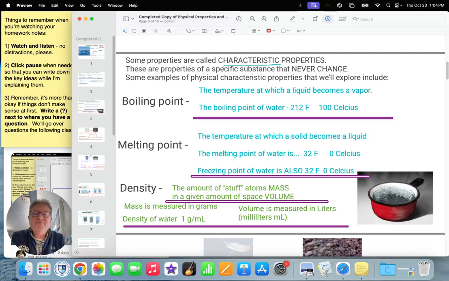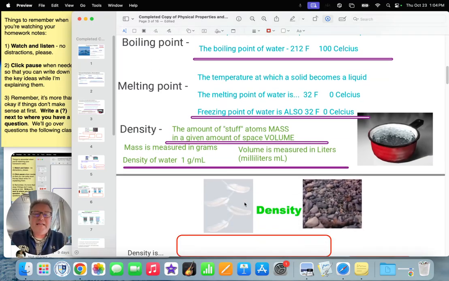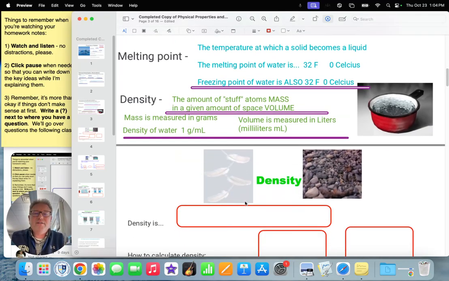And therefore, the density of water is another number, because remember, densities, all these are specific numbers. The density of water is 1 gram per milliliter. If you have 1 gram of water, it takes up 1 milliliter of space. If you have 10 grams of water, that takes up 10 milliliters of space. The ratio of mass to volume is 1 for density. And in fact, we're going to look at that a little bit further in here with our density.